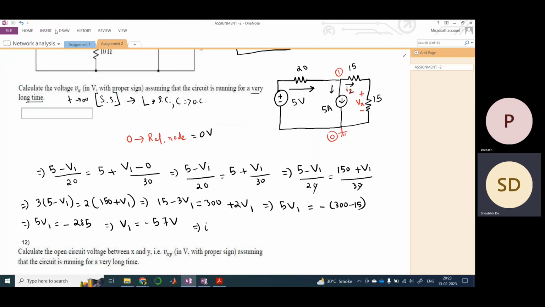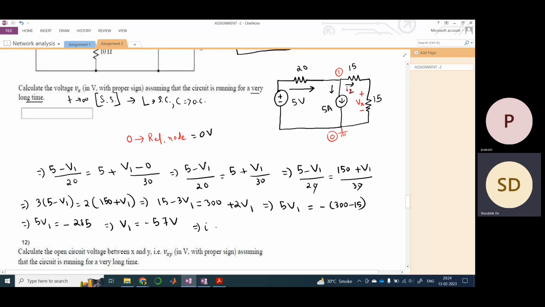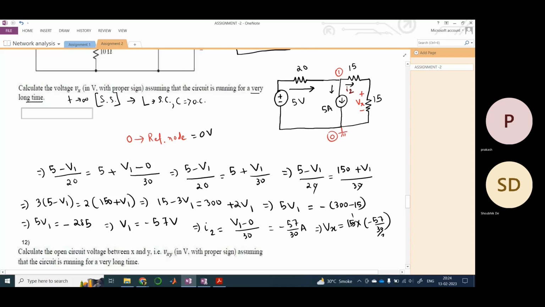So I2 would be what? I2 would be V1 minus 0 divided by this 30, as we solved it here. So V1 is minus 57, so I2 is minus 57 by 30 amperes. Now what would be Vx? Vx would be nothing but the voltage drop across the 15 ohm resistor. So it would be 15 into 57 by 30, which is half of 57, and this would be minus 28.5 volts. So this is my answer.